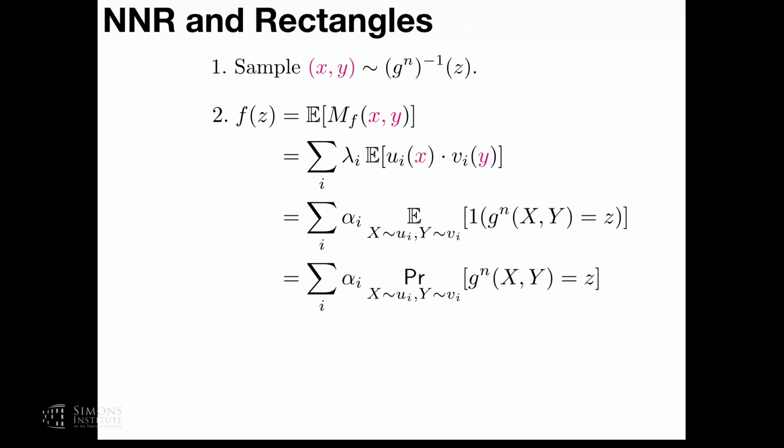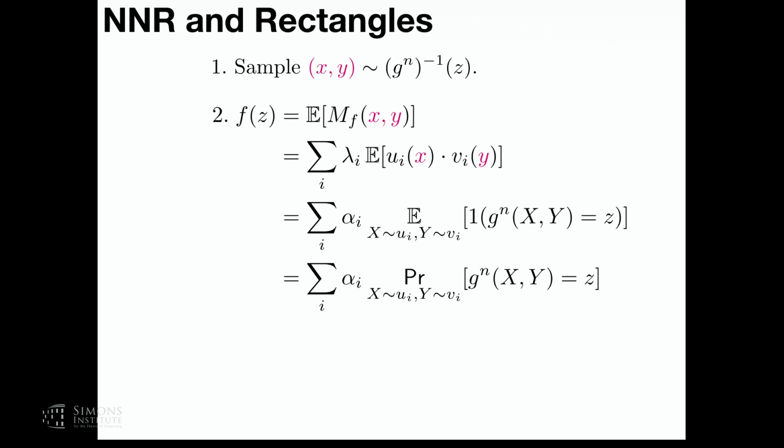There's a simple way to switch variables and make this distribution independent. Instead of sampling x, y so that the gadget output is z, I can sample x, y independently and look at the probability that g^n of x, y equals z. So by changing another scaling term, everything boils down to sampling x under the distribution u_i and sampling y independently from the distribution v_i, and looking at the probability that the output of the gadget equals this string z.